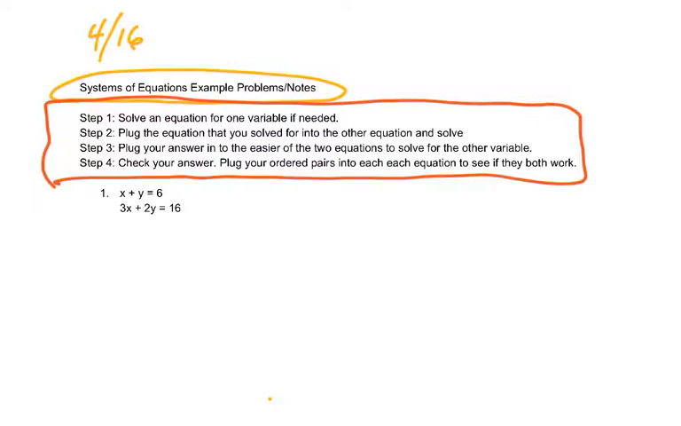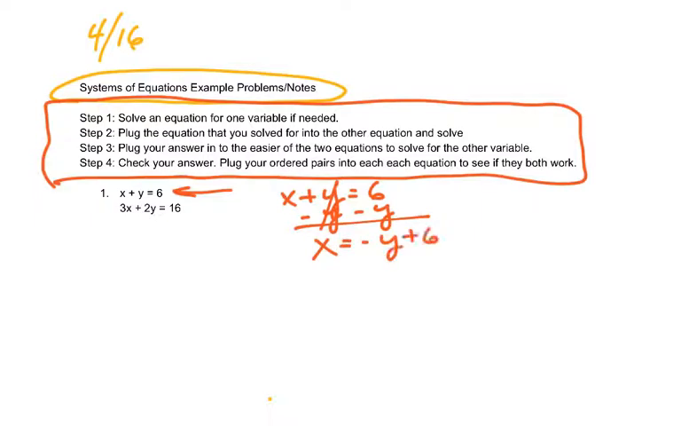So for this first part, question 1, we have x plus y equals 6, and the second equation is 3x plus 2y equals 16. What we want to do is take this first equation and get one of the variables by itself. If I have x plus y equals 6, we pick either the x or the y. I'm going to pick x in this case. So we move y to the other side, and we end up with x equals negative y plus 6.